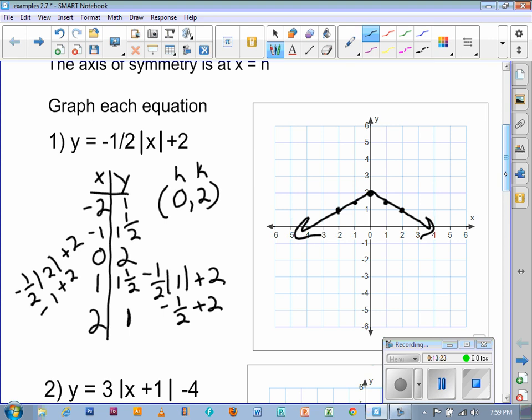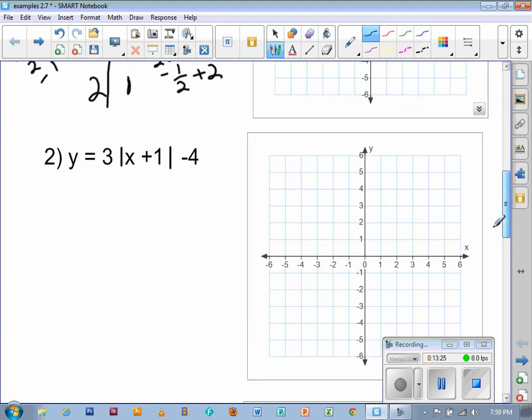Now it's your turn. I would like you to try and graph number 2. First, look at it in a way that, okay, ask yourself, what's happening to my V? Is it going to be compressed? Is it going to be vertically stretched? Is it going to be translated? What's happening? And then try and plot some points. But remember, find your vertex first. And I'll let you work on that for a second.